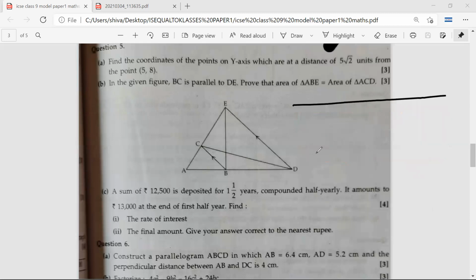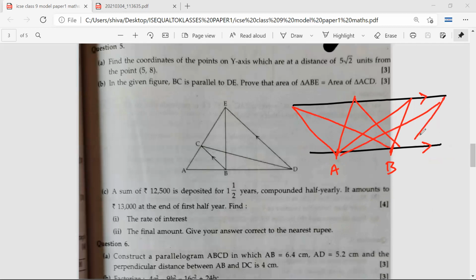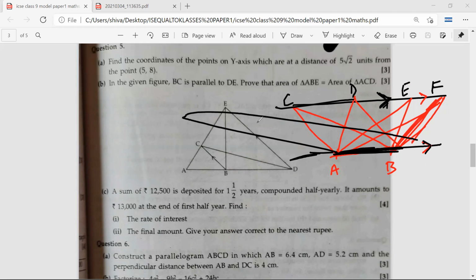So commonly this is called that all triangles that are formed between two parallel sides with the same base have same areas. Any doubt? No, sir. The base should be same, and all the triangles should be between the same parallel sides. So this can be C, D, E, F. All the triangles would be same. I can make a triangle like this also, and the area would be the same. Any doubt? No, sir.